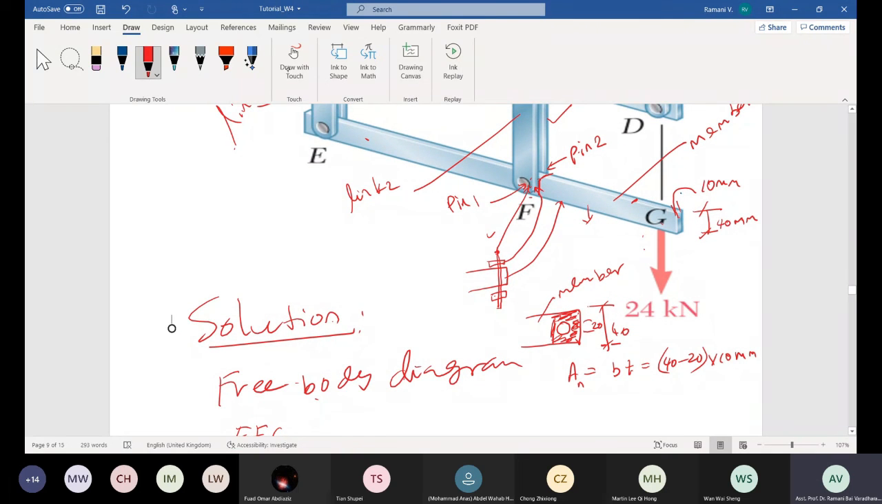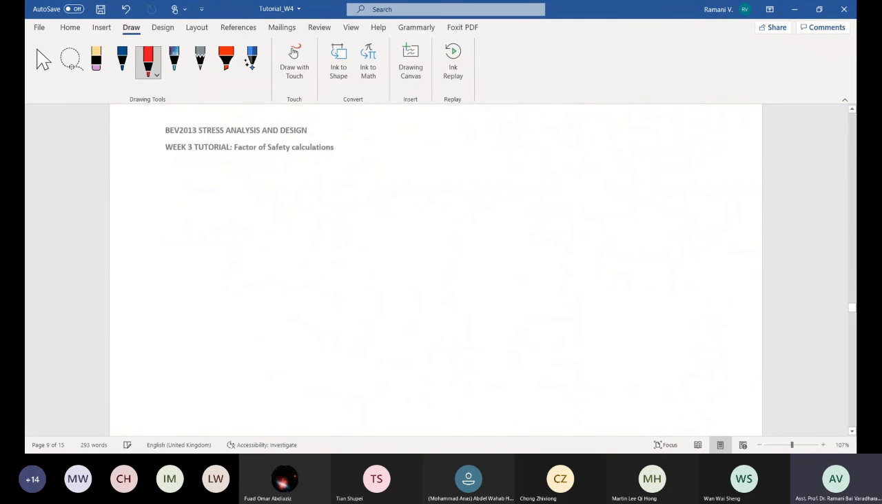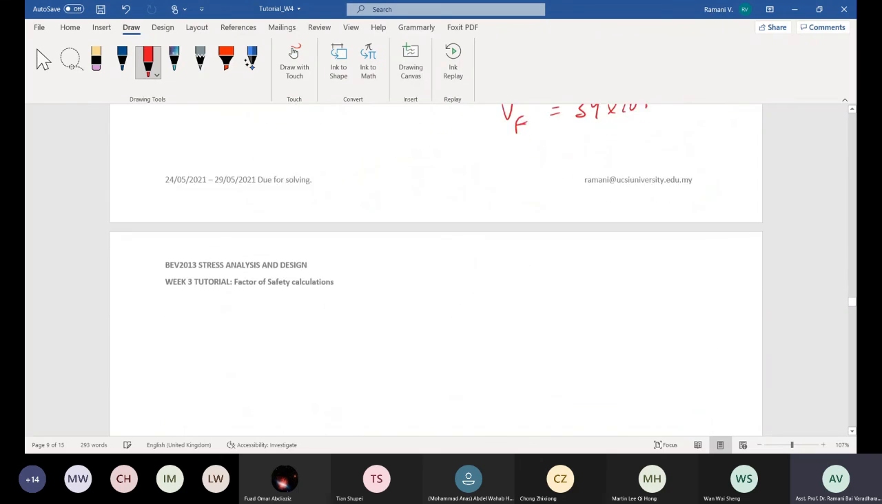At point FG, you have the member like this. You have the pin. This is the pin. The depth of member FG is 40, and the pin is 20, right? Projected view, I take this one, projected view. This is the view I have taken. And then perpendicular to the paper is 10 mm because this thickness is 10 mm. That is what I am calculating here.